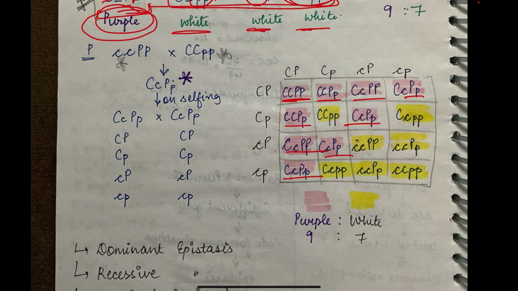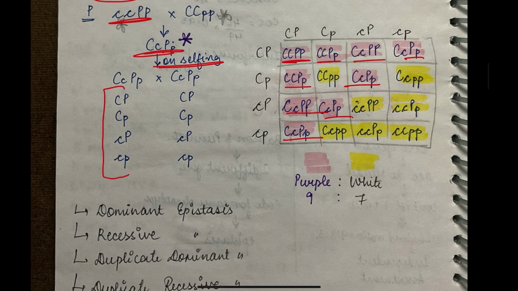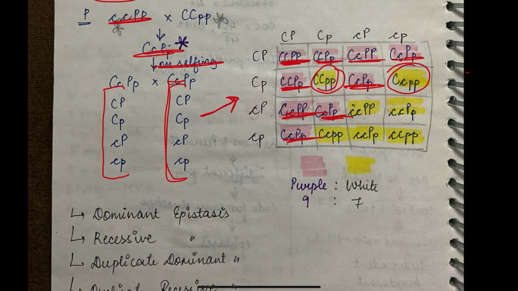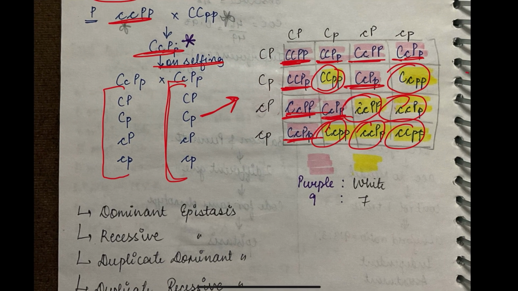Now let's see the cross. Small c, capital P is crossed with capital C, small p. It forms all these progenies on selfing. Both of them can independently form four of them. So we held a cross, and all those containing at least one capital C and capital P showed purple color flower, and the rest all showed white flower. Right? Here we have taken this.